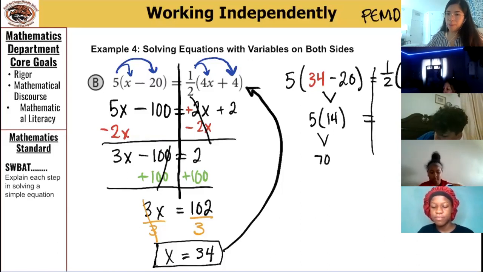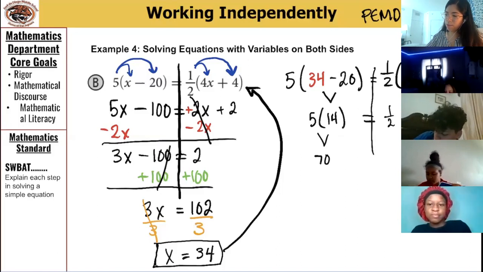All right, so I have parentheses, but I also have multiplication, and I have to do that first. So I'm going to start by multiplying 4 times 34. And that gives me 136. Now I still have parentheses, so I'm going to add inside the parentheses. So 136 plus 4 gives me 140. Good. And now I can do 1/2 times 140.